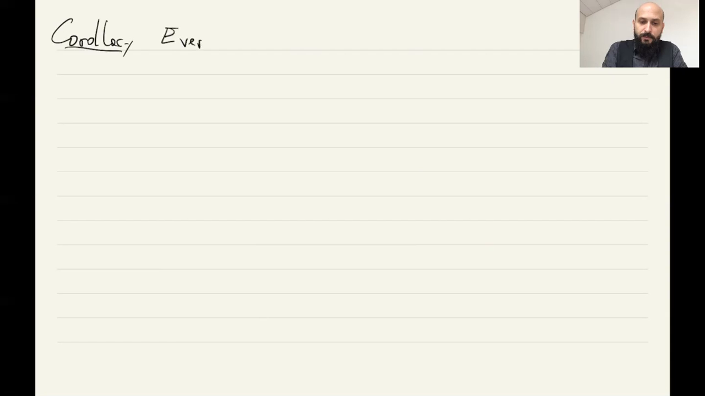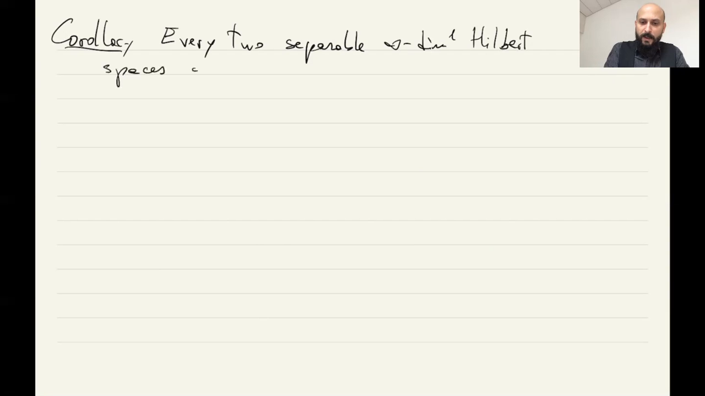Every two separable infinite dimensional Hilbert spaces are isomorphic. Isomorphic really as Hilbert spaces, in the sense that there is a linear isomorphism that preserves the scalar product. Okay, let's write it in the proof. So proof.